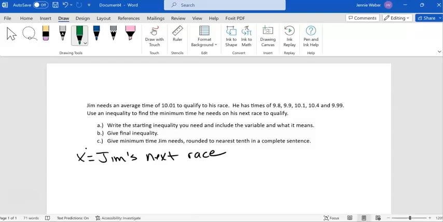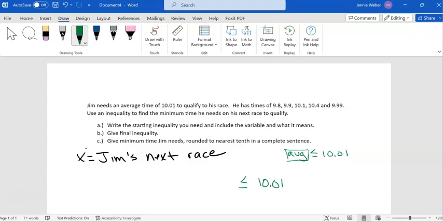And we want to then write an equation, in this case, an inequality. And we're saying that Jim's time has to be less than 10.01. He has to be under this average. It can be equal, okay? It doesn't say any different, so we're assuming equal is good enough. But he needs his times to average out, okay? So we need his average to be less than or equal to 10.01.